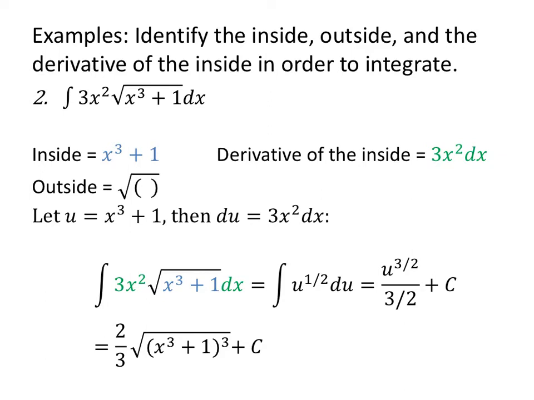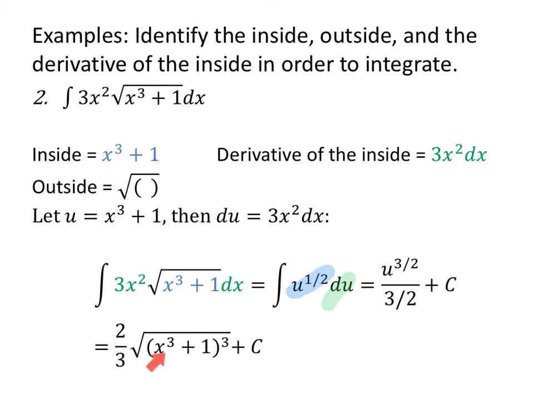Oh, what did I do that for? Wrong buttons. u to the 1/2 du. And I know that the antiderivative of u to the 1/2 is u to the 3/2 over 3/2. Indefinite integral always has a plus c. Dividing by 3/2 is multiplying by 2/3. 3/2 power is the square root of u cubed.